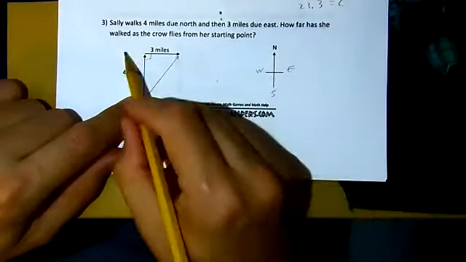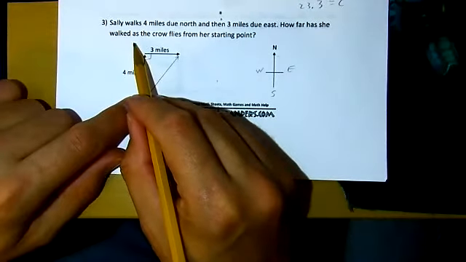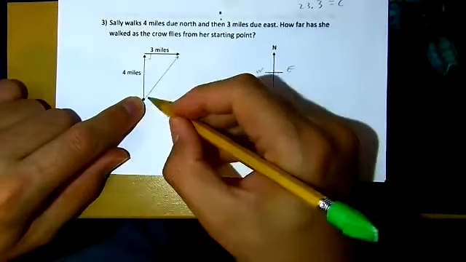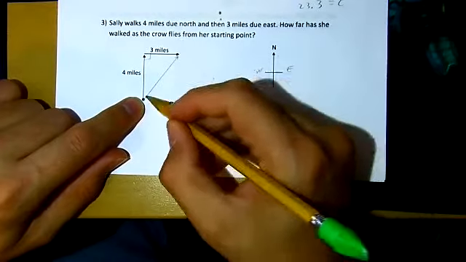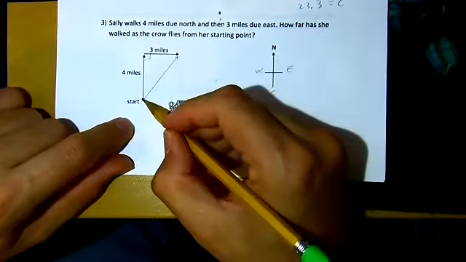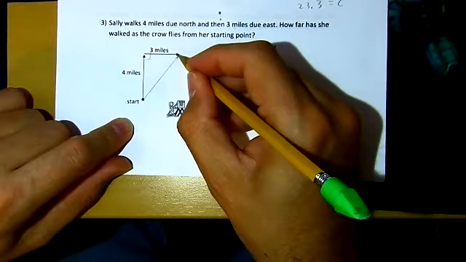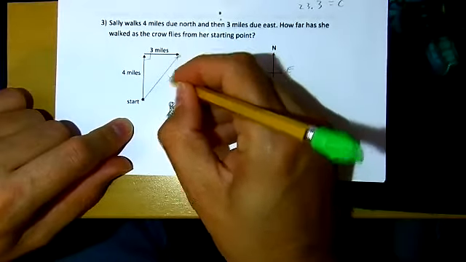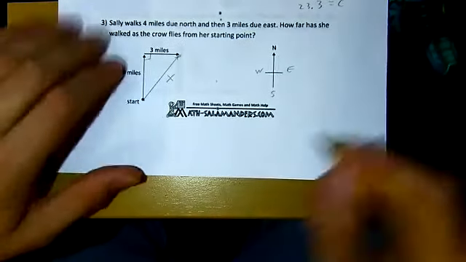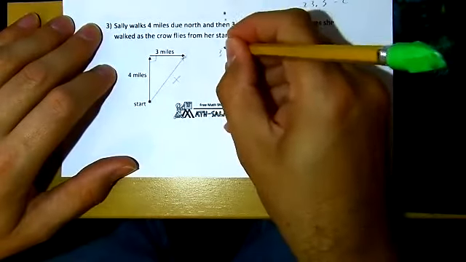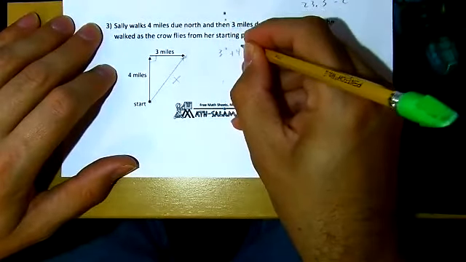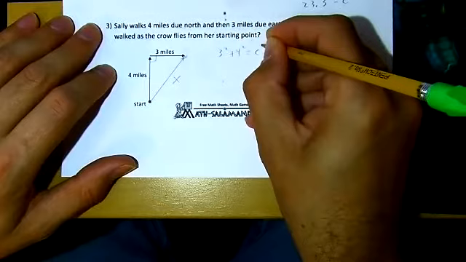How far has she walked as the crow flies? That just means make a straight line if you could fly from her starting point. So her start to her end is over here. So they obviously want to know the hypotenuse. So that would be 3 squared plus 4 squared equals c squared.